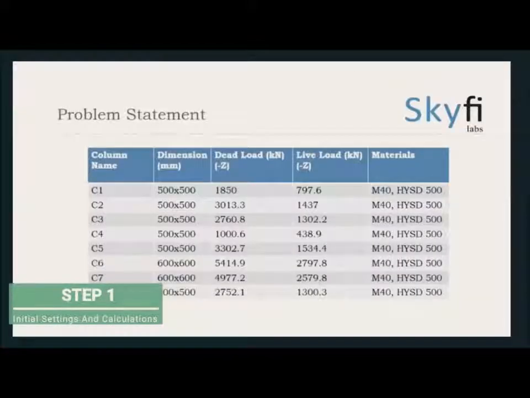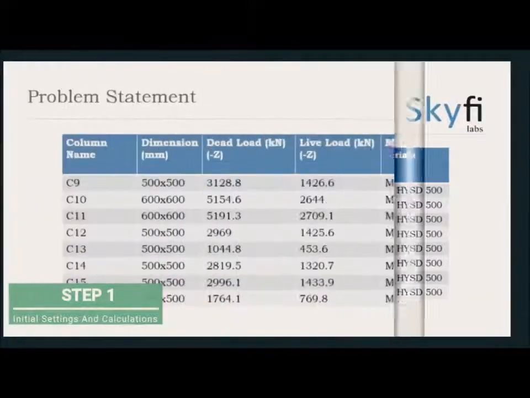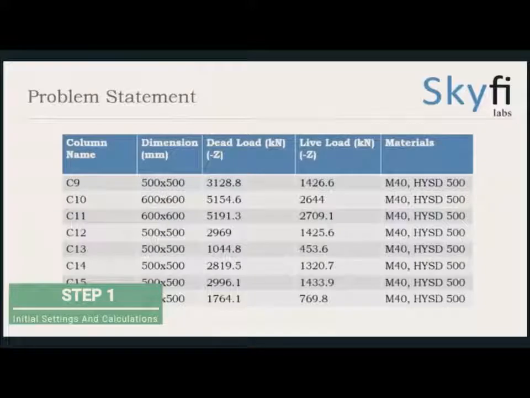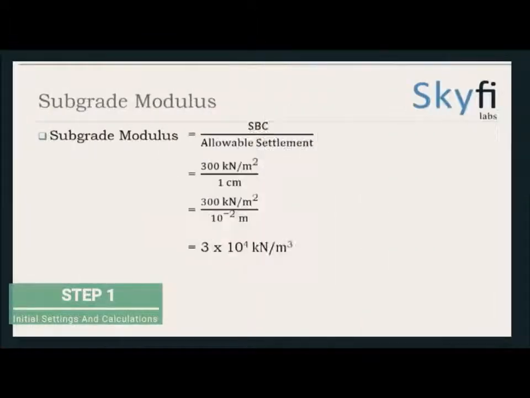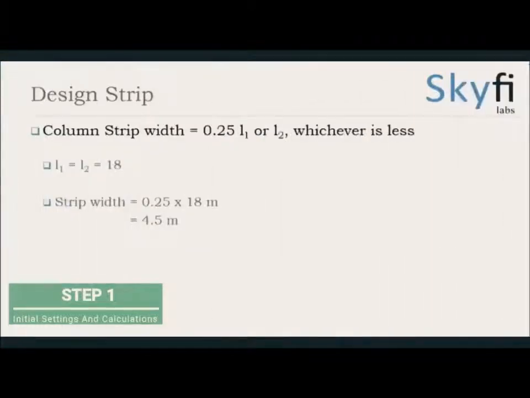Now this is the problem statement we got from our design problem. The footing size is 18 by 18 with a 2-meter extension on either side. This is how we have to find the subgrade modulus, and this is for the calculation for the design strip.